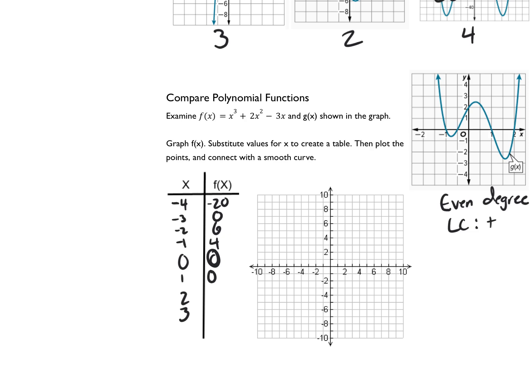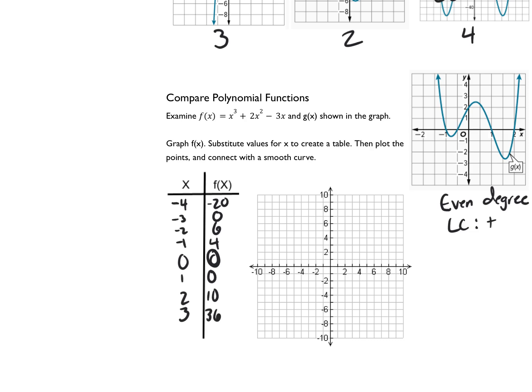Then if I run 2 through the function, I got 2 cubed is 8. 2 squared is 4 times 2 is 8. So I got 8 plus 8 is 16. Sorry, got ahead of myself there. And -3 times 2 is -6. 16 minus 6 is 10. And then if I run 3 through the function, 3 cubed is 27. 3 squared is 9 times 2 is 18. 27 plus 18 is 45, and then -3 times 3 is -9, so -9 from 45, and you get 36.